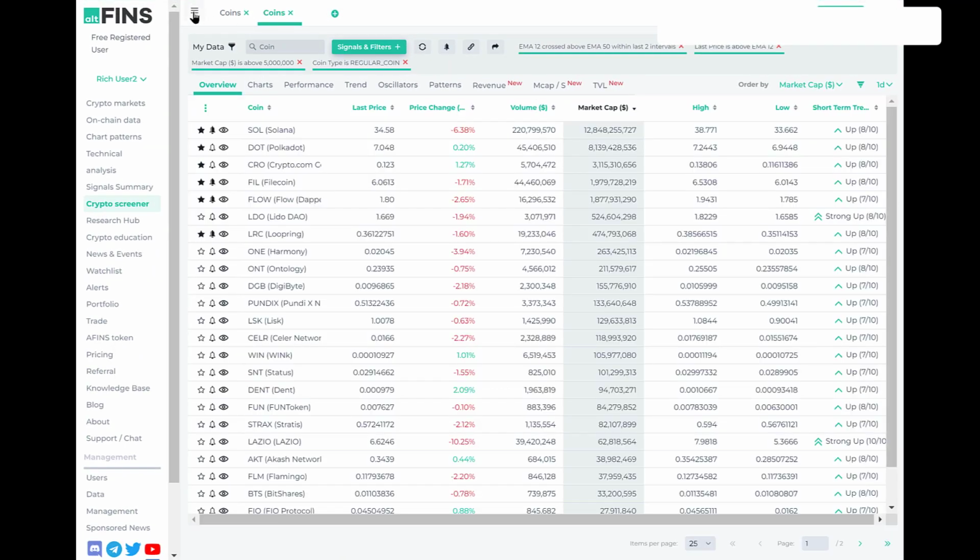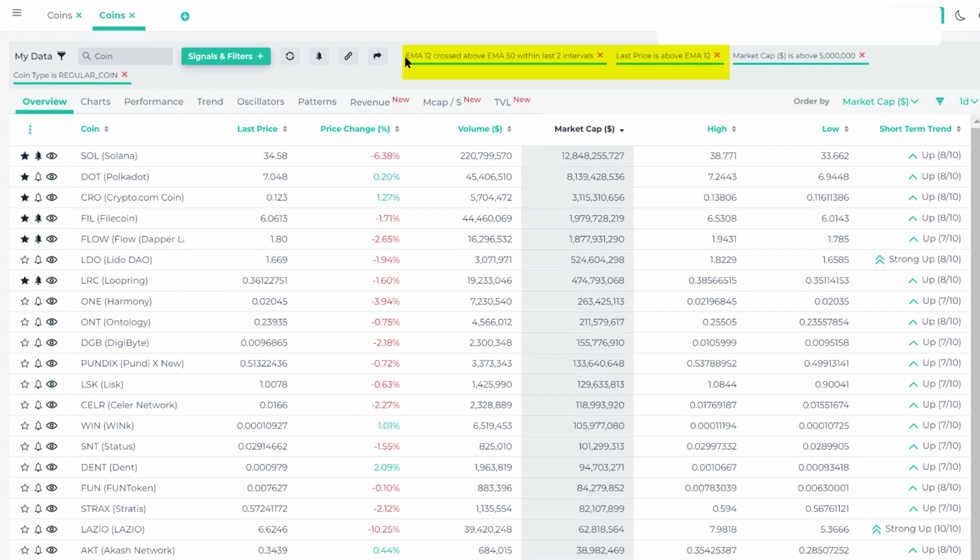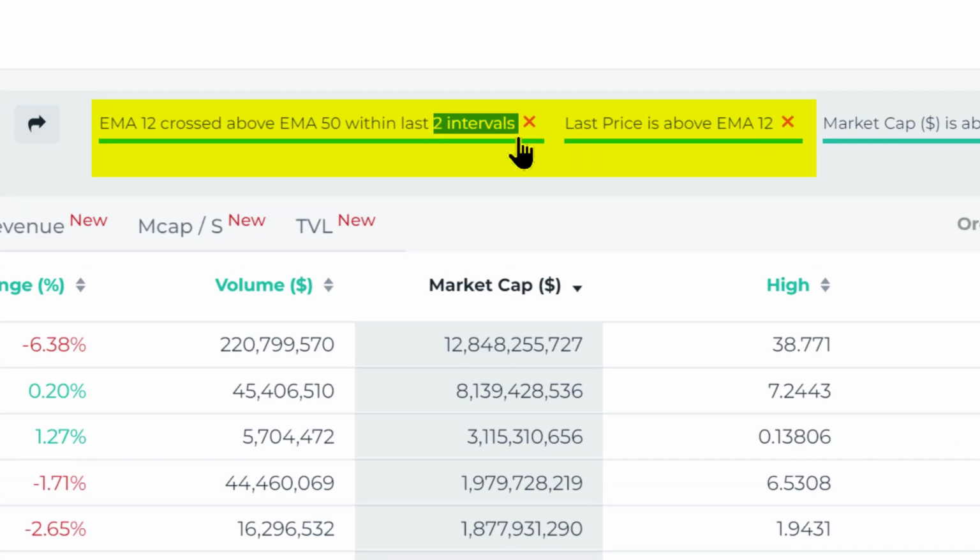With that filter applied, as you can see here, here's the definition of the filter. It says, show me all the coins where the EMA 12, so the 12-day moving average, has crossed above the 50-day moving average within the last two intervals. In this case, since we are on a daily time interval, we're talking about the last 2 days. So this filter will show us all the coins where those two moving averages have crossed, and the shorter time moving average, the 12-day crossing above the 50-day, is an indication of an uptrend.